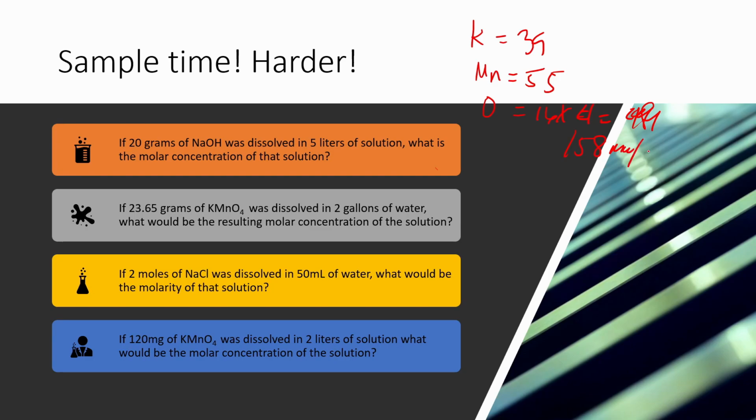Molecular weight ng potassium permanganate. So, 23.65 grams times 158 gram per mole over 2 gallons. 1 gal, 3.785 liters. Yan ang sagot mo? 0.02 po. Okay, 0.02.